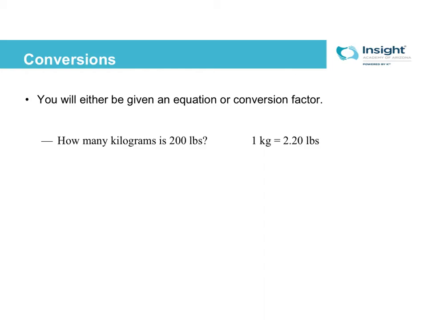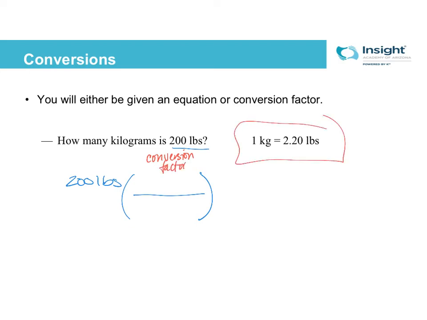What you do is, I'm converting 200 pounds. So I'm going to take 200 pounds and I'm going to put it outside some parentheses. Inside the parentheses is going to go my conversion factor. And that's this: 1 kilogram equals 2.2 pounds.